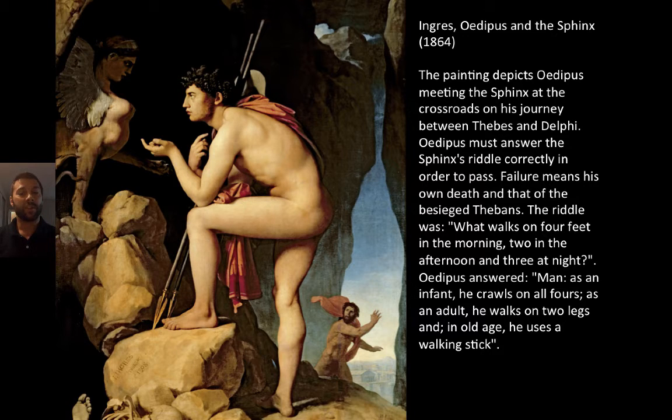And here's the riddle. What walks on 4 feet in the morning, 2 in the afternoon, and 3 at night? Right? And the answer is a man, a human being. Why? Because in the morning we're children, we crawl. In the afternoon we're adults and we walk. And in the evening we're old, unfortunately, and we use a cane.